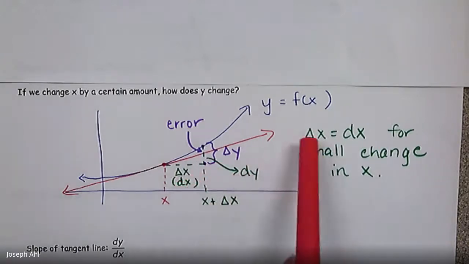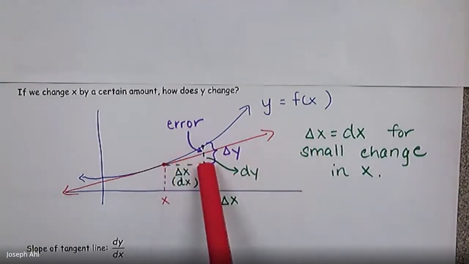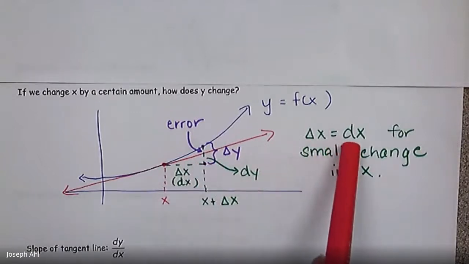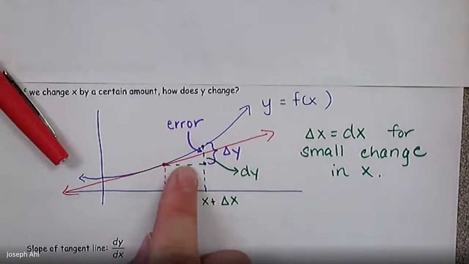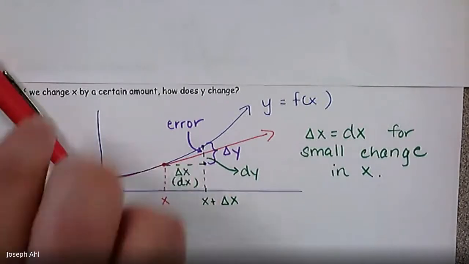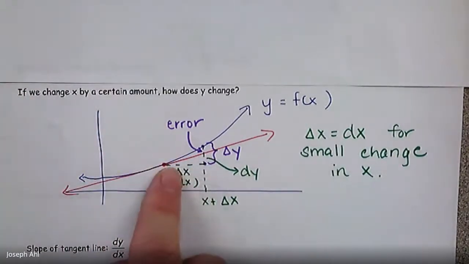What we'll say is that delta x, the change in x, is approximately equal to dx for small changes in x, right? If we don't go very far away from this value, even though the picture might be a little exaggerated here, if we're trying to find the value on this function that's pretty close by, we can say that delta x is equal to dx.